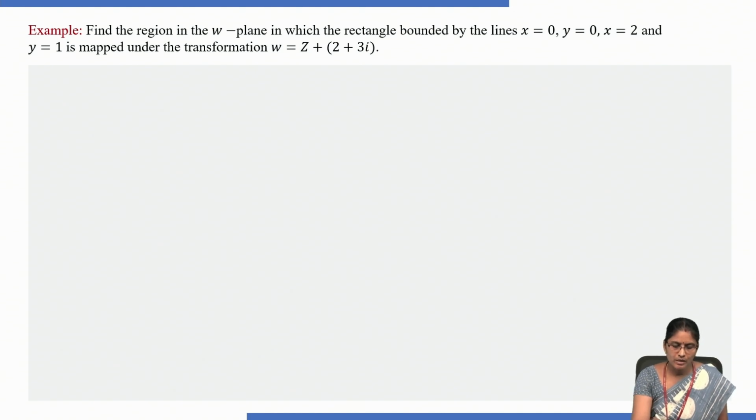Find the region in the W plane in which the rectangle bounded by the lines x equal to 0, y equal to 0, x equal to 2 and y equal to 1 is mapped under the transformation W is equal to Z plus 2 plus 3i. We have to find out the region in W plane, which is a rectangle bounded by the lines given, and the transformation is also given in the data. W is equal to Z plus 2 plus 3i.